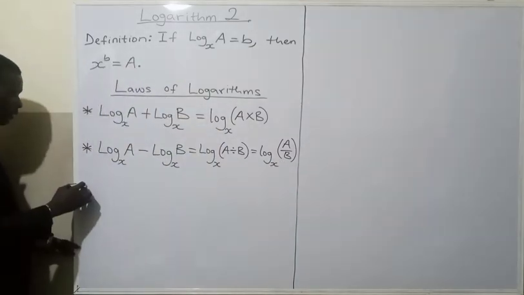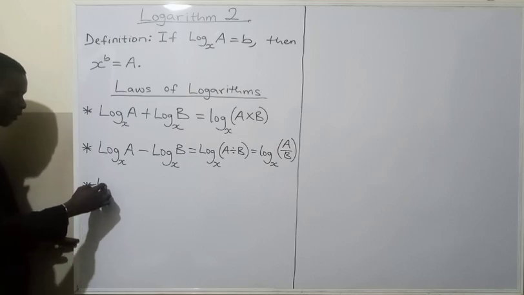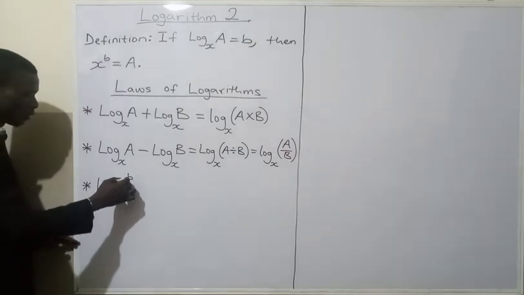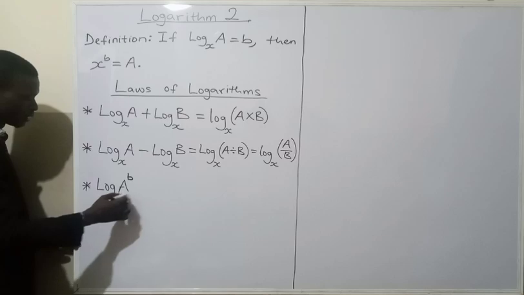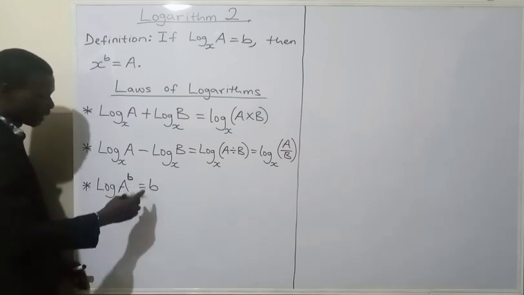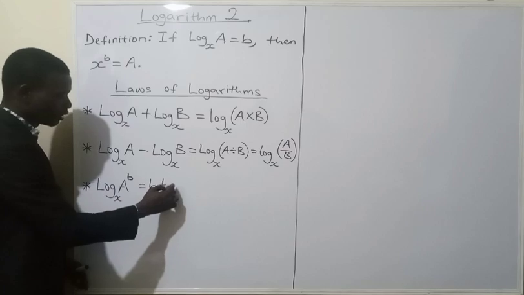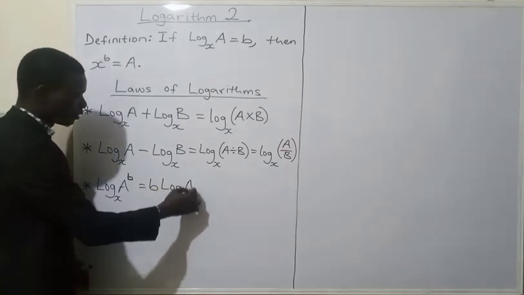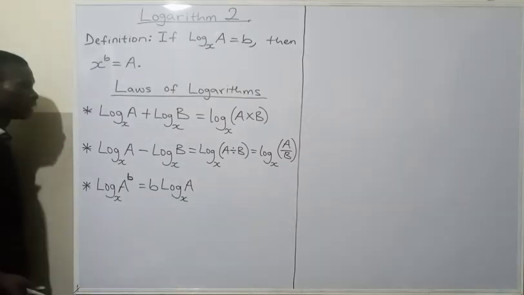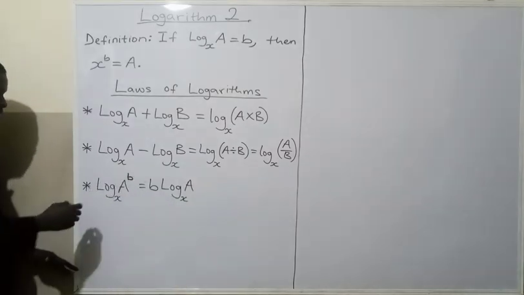Then the third law of logarithm says this: when we have log a to power b, a raised to power b, and then to base x, what happens? This power comes behind to come and multiply the log. So that becomes b log a to base x. So the power of a comes behind to multiply the logarithm. So we have b log a to base x.